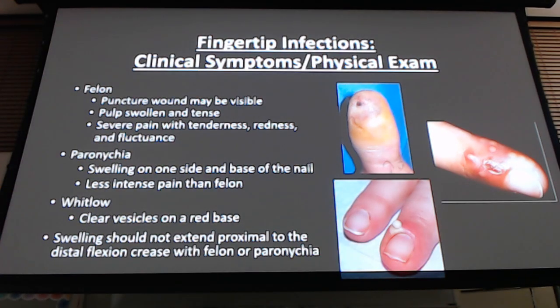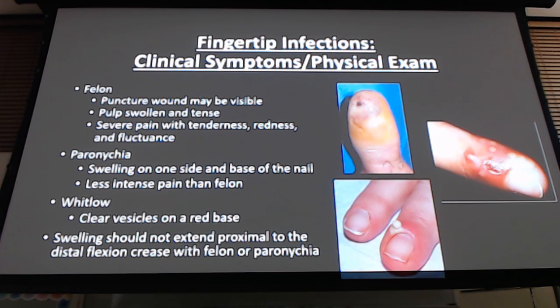Okay. So puncture wounds may be visible in a felon. The pulp is swollen and tense. Is that a very small area, the pulp, that once it gets to a certain point, it feels like pus under pressure? Yes. Okay, so that's exactly what your concern is. Okay? And then severe pain with tenderness, redness, and fluctuance.